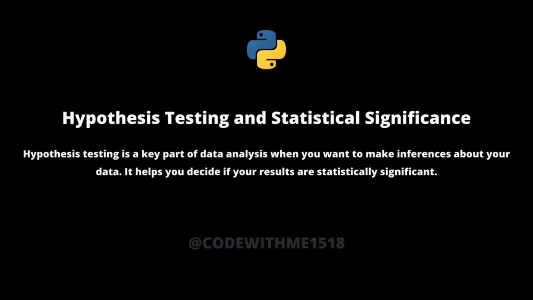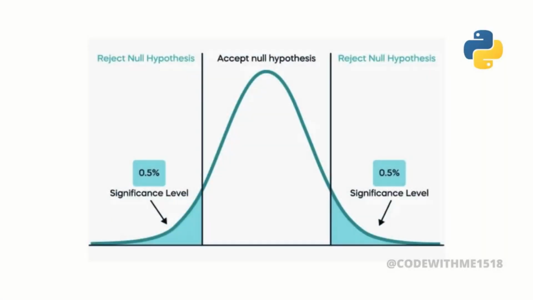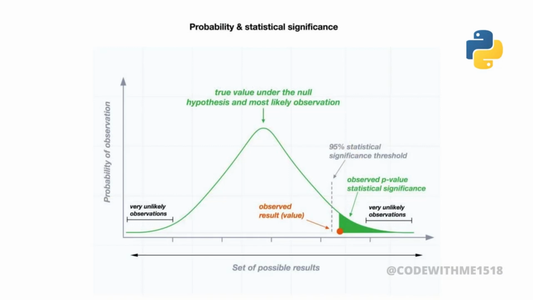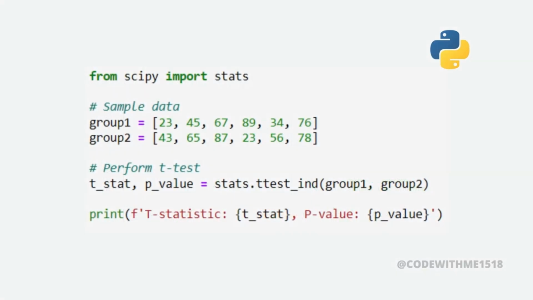Next up is hypothesis testing, a fundamental technique in statistics to determine if there's enough evidence to support a specific claim about your data. Hypothesis testing involves formulating a null hypothesis and an alternative hypothesis. You then use statistical tests to determine whether to reject the null hypothesis. In this example, a t-test is used to compare the means of two independent groups. The p-value helps you determine whether the difference is statistically significant.